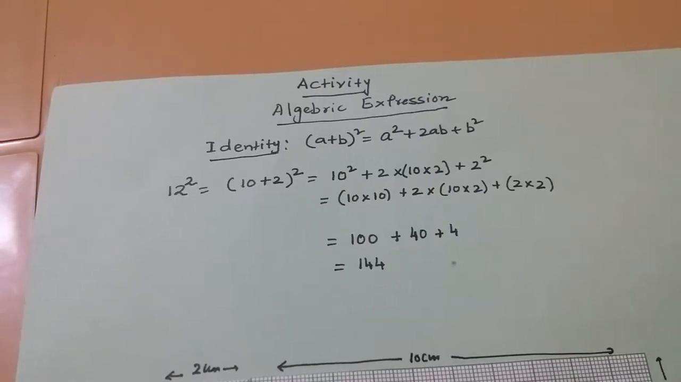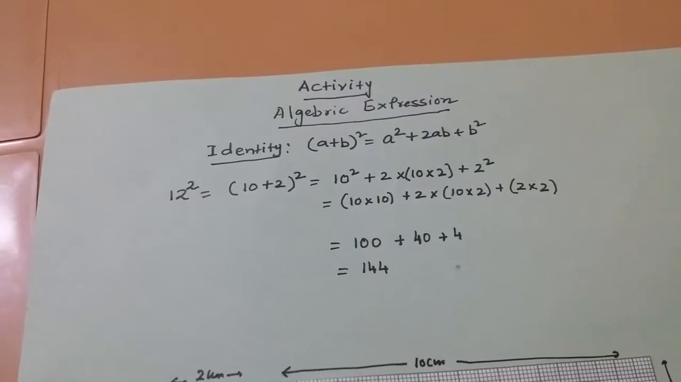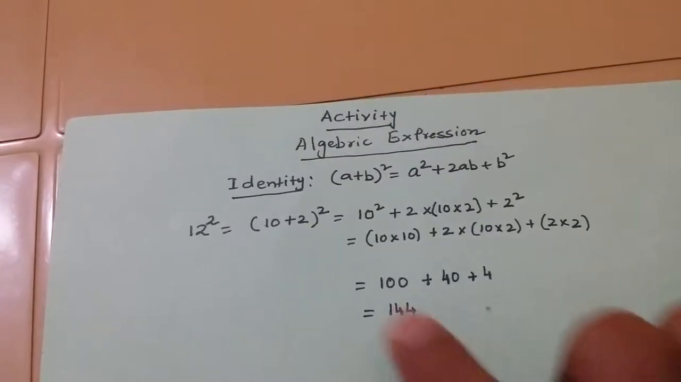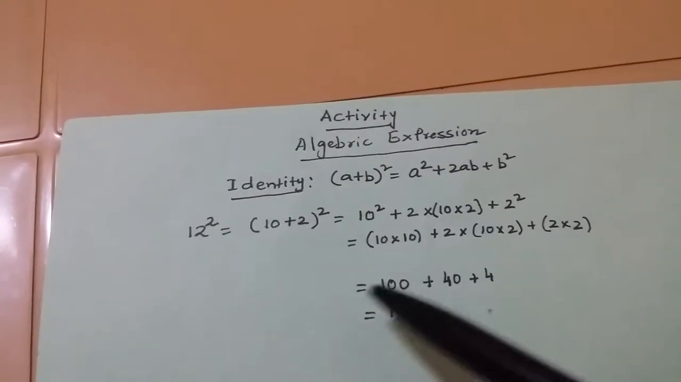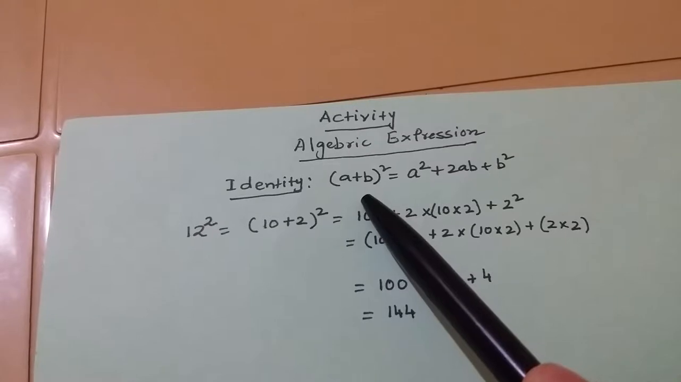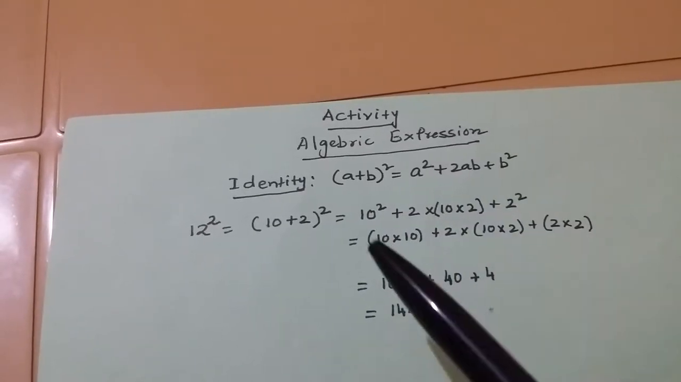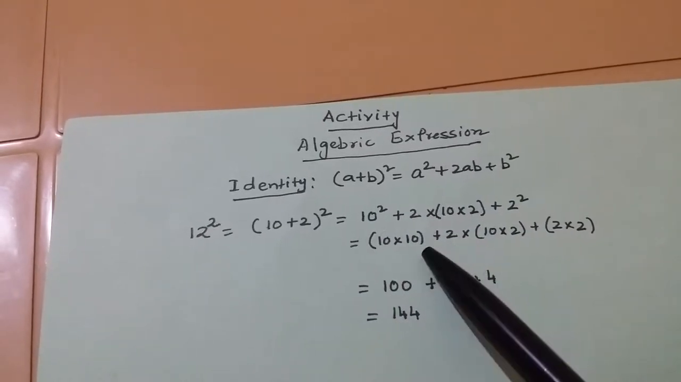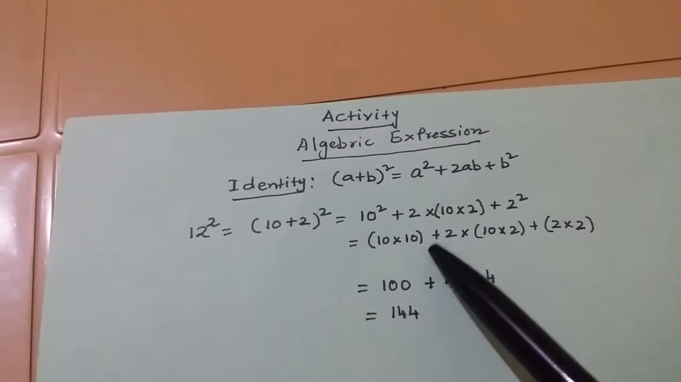Today we are going to do an activity on the basis of algebraic expressions, and the identity we are going to take is (a + b) whole square equals a square plus 2ab plus b square. This activity we are going to do using a grid box.